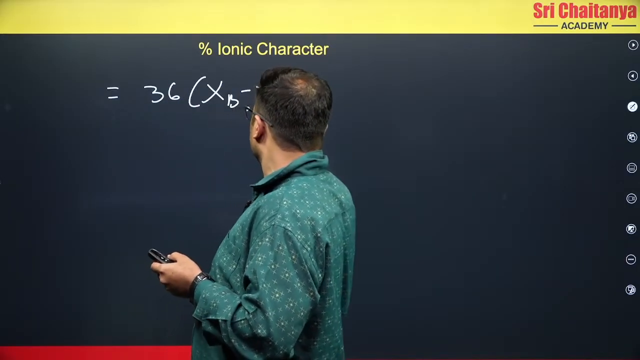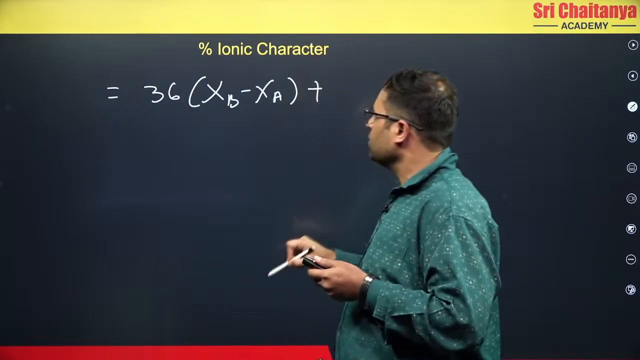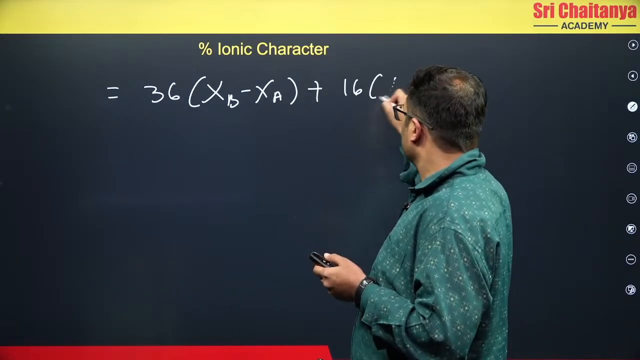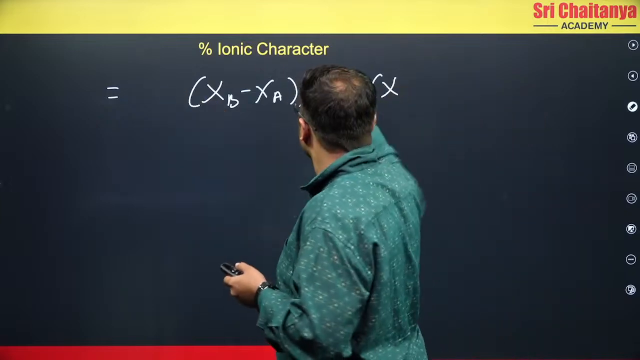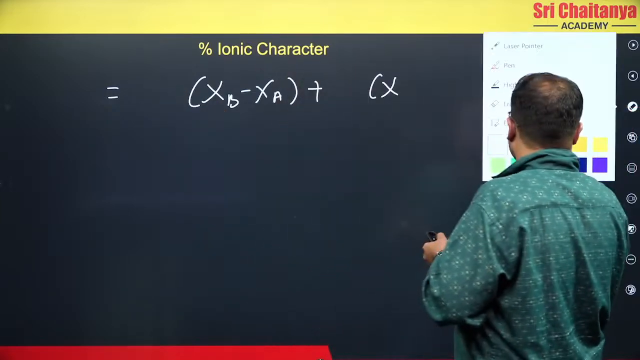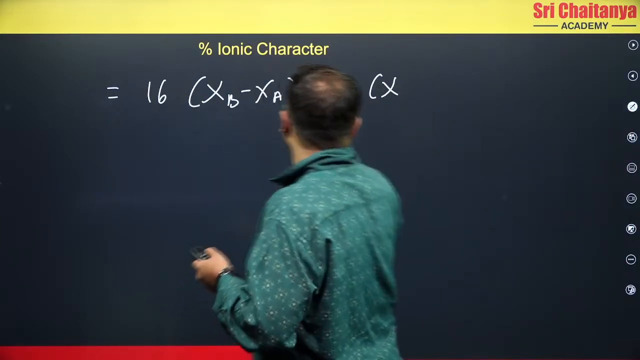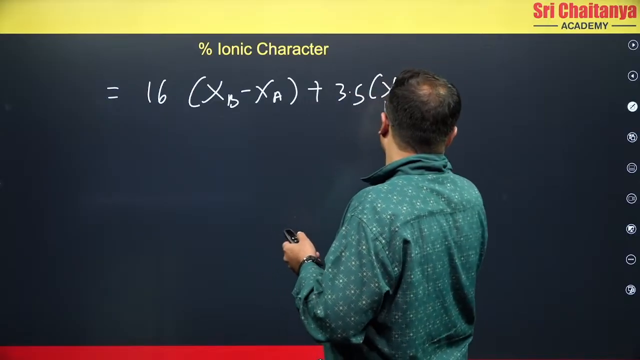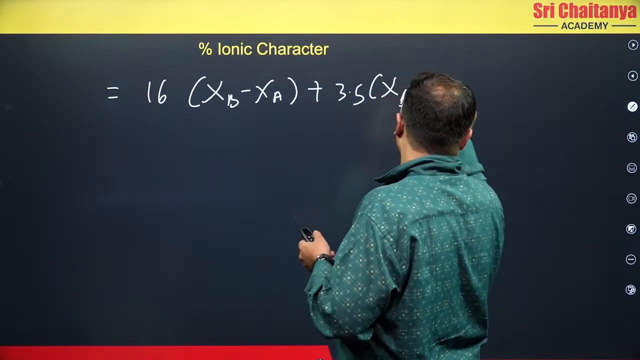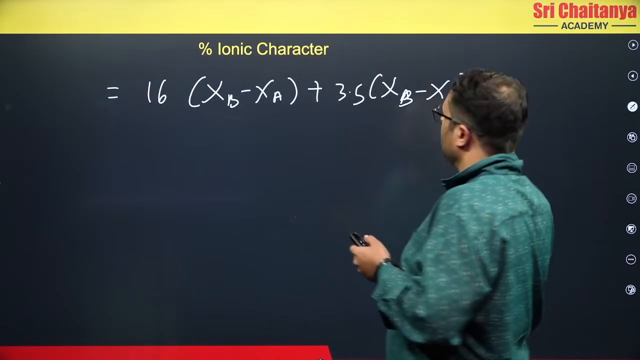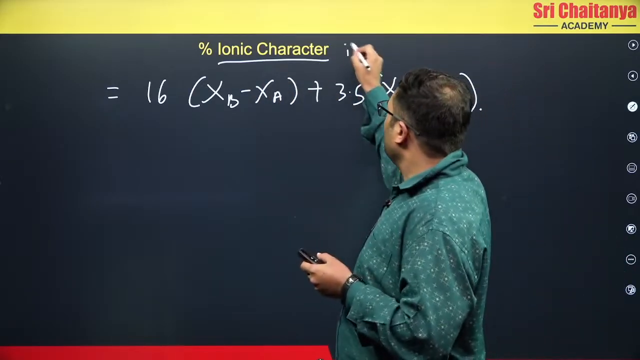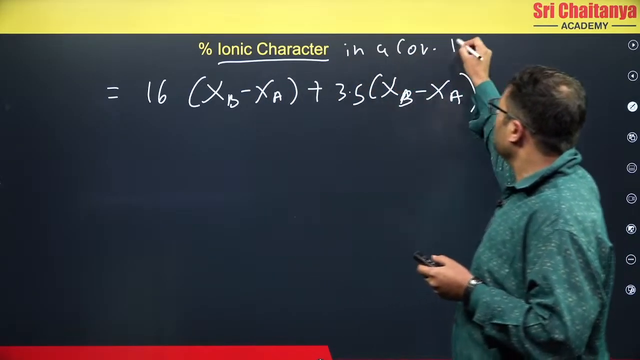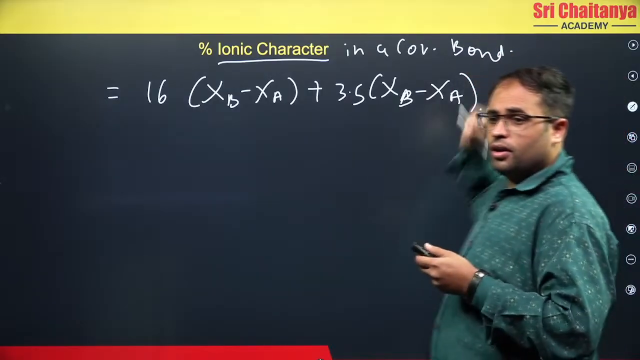Plus, 1 minute. Here it is 3.5. Right? This gives you the percentage ionic character in a covalent bond. Right?